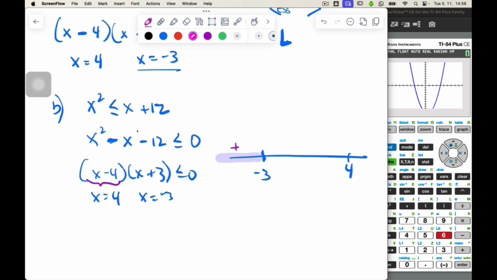Then I go to the next interval, between negative 3 and 4. I'm going to choose a number, and a good number is 0. When I substitute 0 in for x, that's 0 minus 4, which is a negative value. When I plug 0 into the other factor, that's 0 plus 3, which is a positive value. When I multiply a negative and a positive, I get a negative. That means everything between negative 3 and 4 is negative.